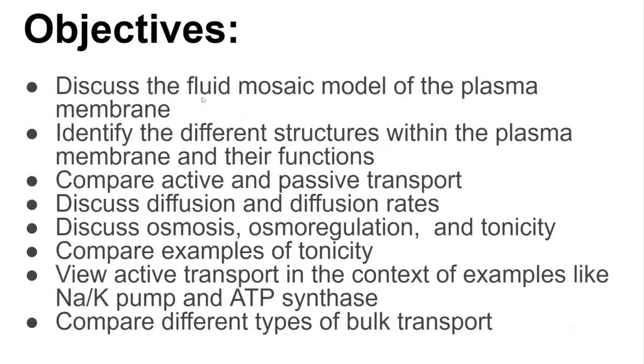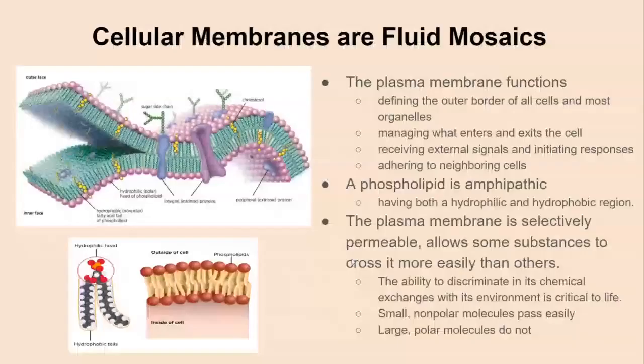This week, we're going to be discussing the fluid mosaic model of the plasma membrane. We're going to talk about different structures within the plasma membrane and their functions. And then we're going to talk about different ways that things can cross the plasma membrane, so different types of transport. The plasma membrane functions to define the outer border of all cells and most organelles.